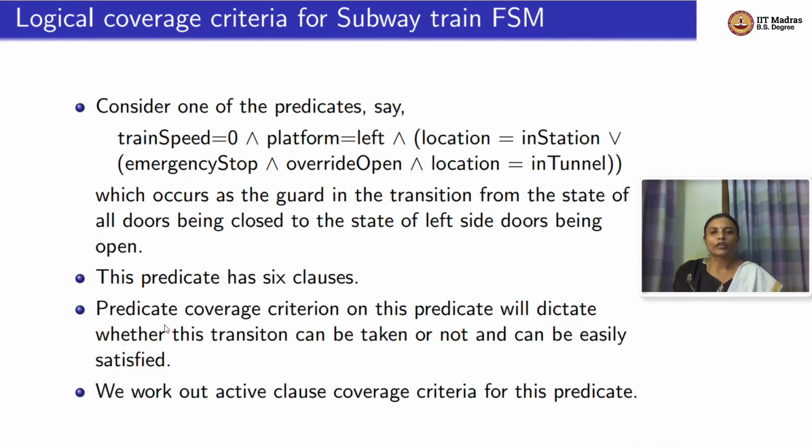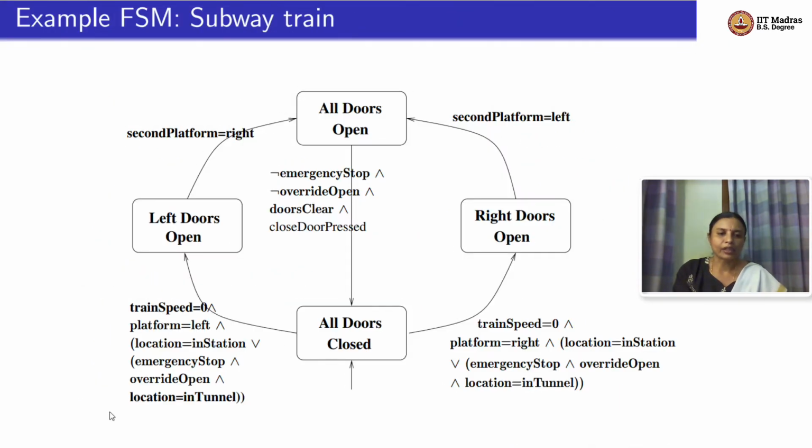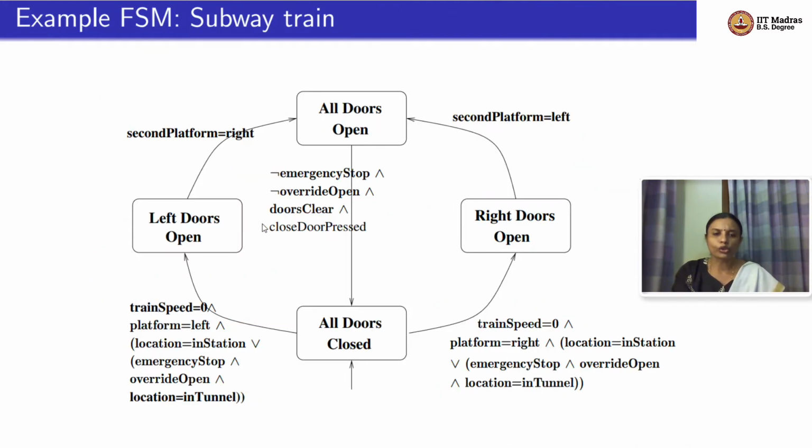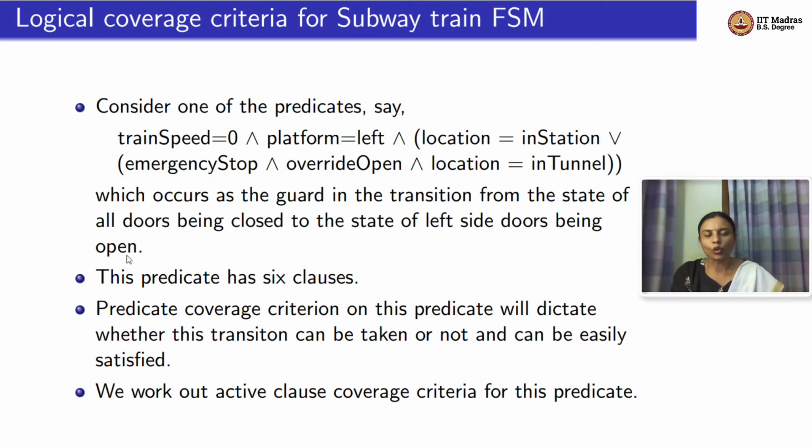So let's take one of the predicates. Let's say we take this predicate on the left hand side. Train speed is 0. Platform is on the left hand side, location of the train is inside the station, or emergency stop button and override open has been done and the location of the train is inside the tunnel. This occurs as a guard in the transition from the state of all doors being closed down below here to the state of left doors being open. This predicate, as you can see here, if you count, has 6 clauses.